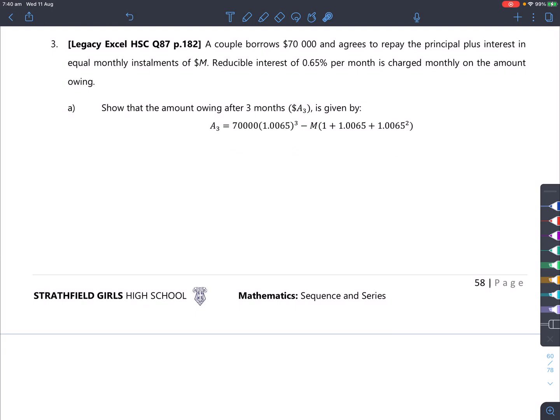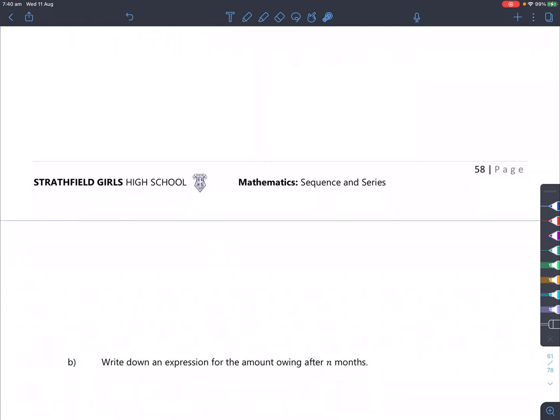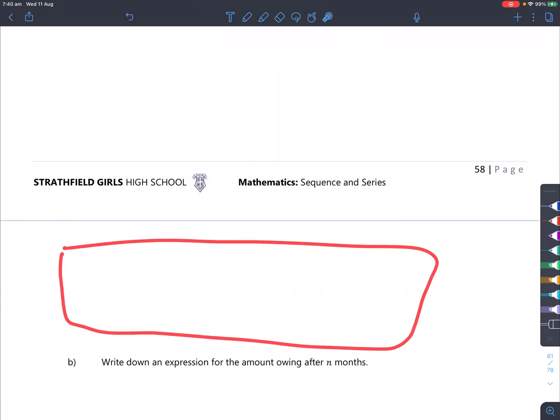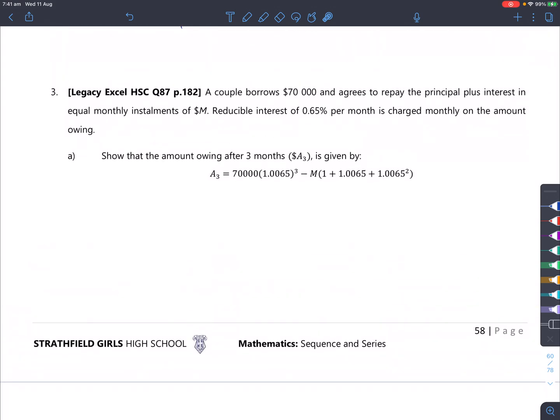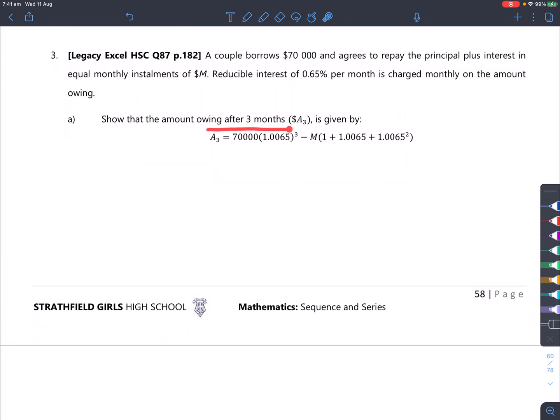Okay. Right. So just before I go on, there is space on the next page over here. So you might want to continue there as well. Okay, because it's going to take a little bit of space. So it says, show that the amount owing after 3 months is given by this. So basically we do our A1, A2, A3, and we show all our working out towards that. So you can write a little bit small to fit it in.